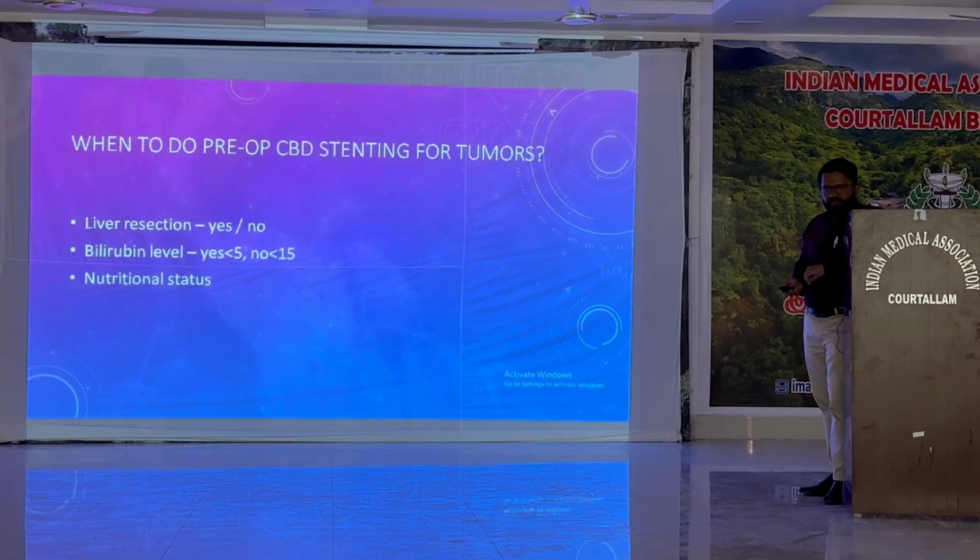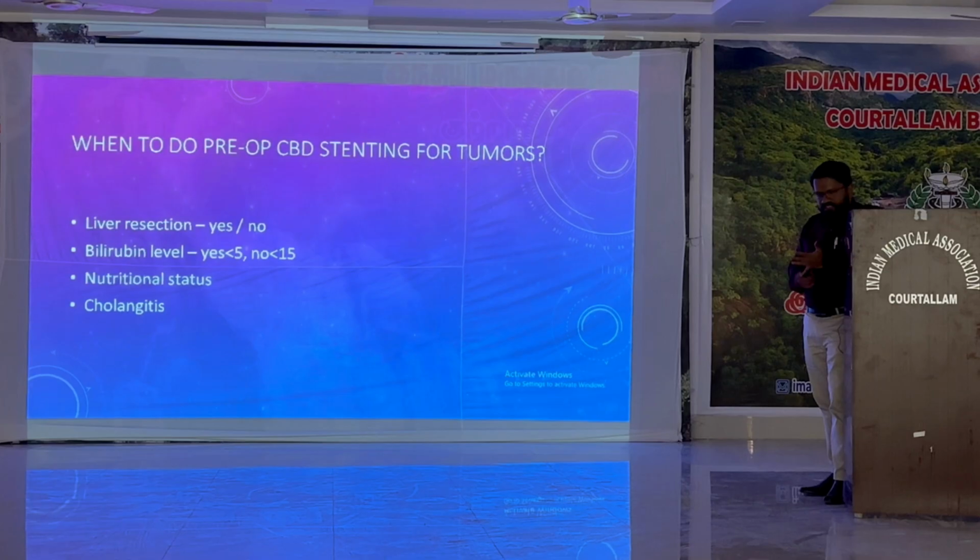Let the jaundice come down, his appetite will improve, he will eat, nutrition will build up, and then we take him up for surgery. If the patient is having cholangitis, then there is no question, it has to be drained, the infection has to be settled, and only then do we take him up for surgery. So first question, whether he needs a liver resection or not, and second, what is his background status, cholangitis and nutritional status. Depending on this, we will decide whether to stent him or not.